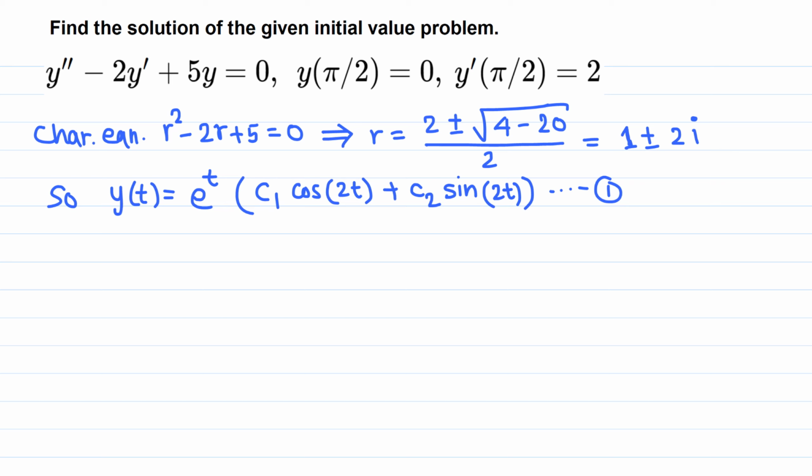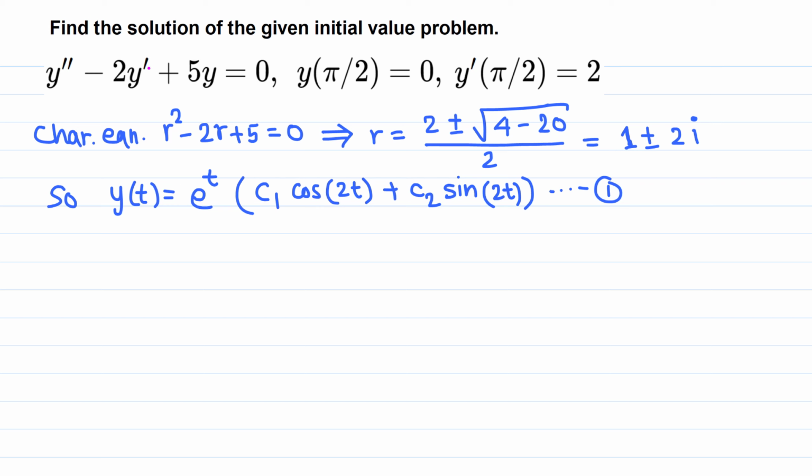Find the solution of the given initial value problem. So we got a second order differential equation and two initial conditions. So based on this homogeneous differential equation, we got the characteristic equation here, just r squared minus 2r plus 5 equals 0. Using the quadratic formula, we got the roots, it's a complex conjugates, 1 plus minus 2i.